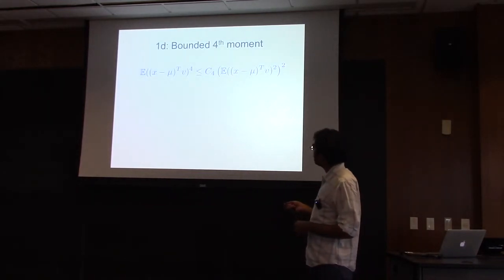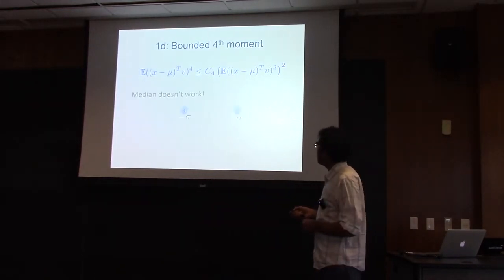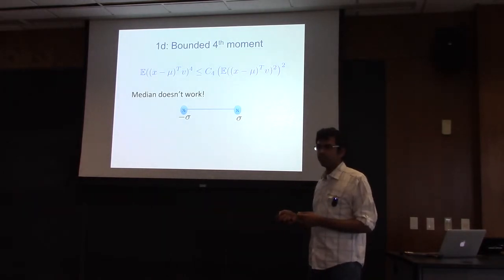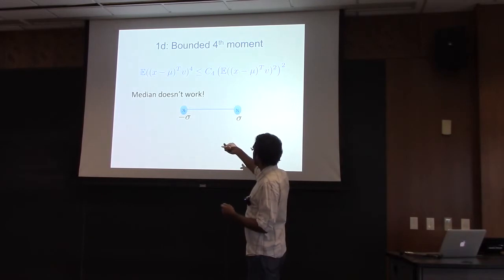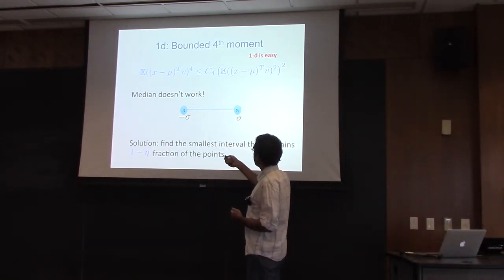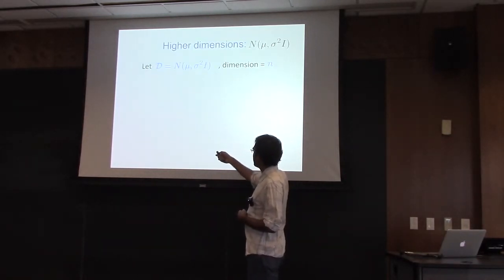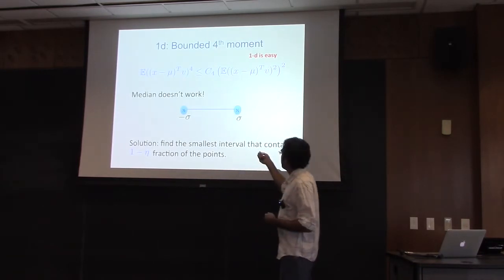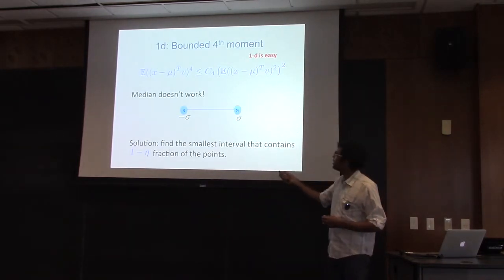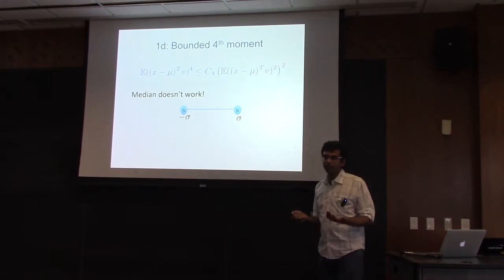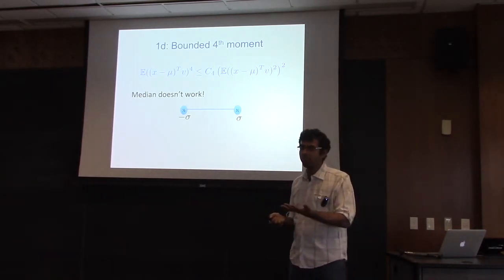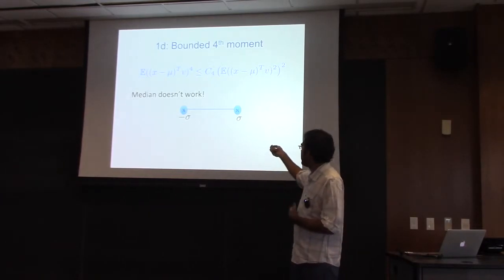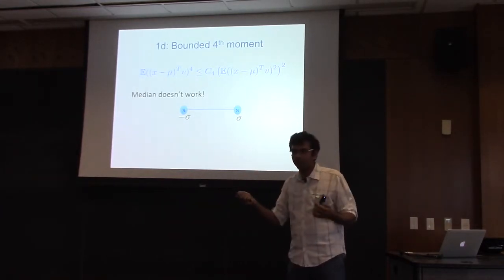For bounded fourth moment, the median doesn't work. Why? This example is just a Bernoulli distribution with probability half on minus sigma and probability half at sigma. Even without noise, the median doesn't work, because if you have an even number of points, the median will be either sigma or minus sigma. It's way off.